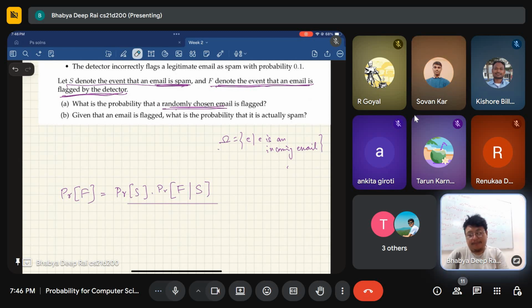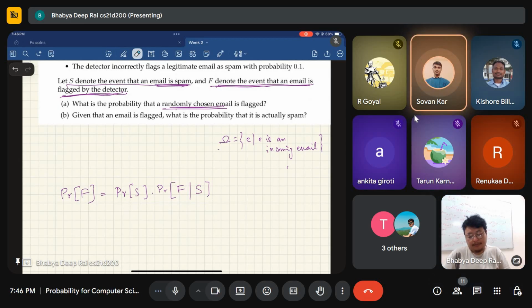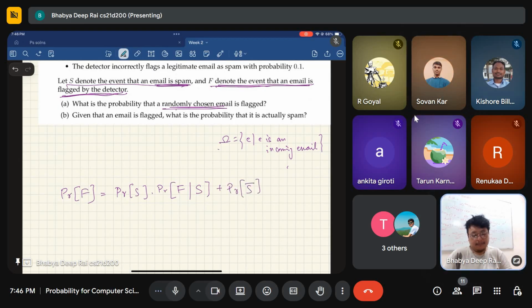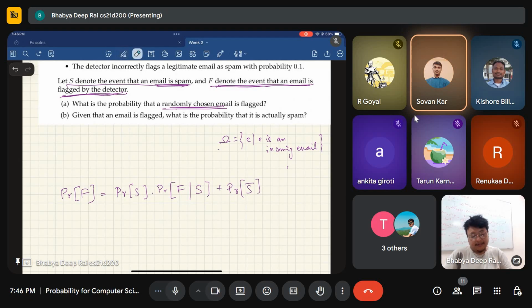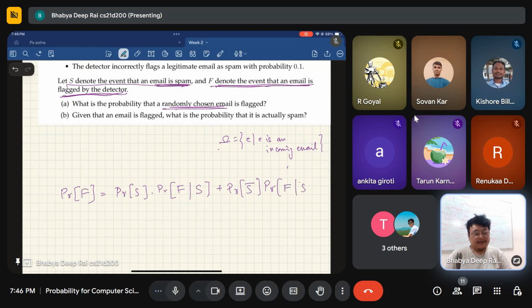It is spam but flagged, or it's not spam but flagged. Because it's flagging only the probability that the email is spam, no? Not spam but flagged. But probability that it is flagged given it's not spam.